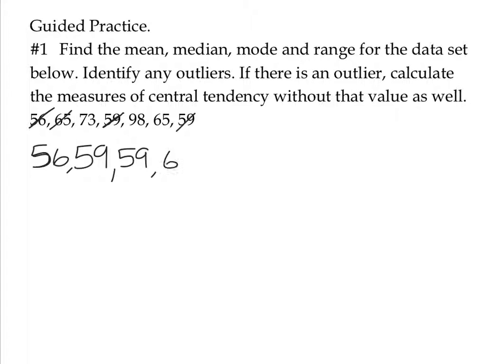So next is 65. We go through our list, and next is 65. Then we have 73. And finally 98. Another thing you can do is count the values. So in our original list, we had 1, 2, 3, 4, 5, 6, 7 numbers. Here we have 1, 2, 3, 4, 5, 6, 7. That helps us make sure we didn't forget anything or write something more than once we didn't mean to.